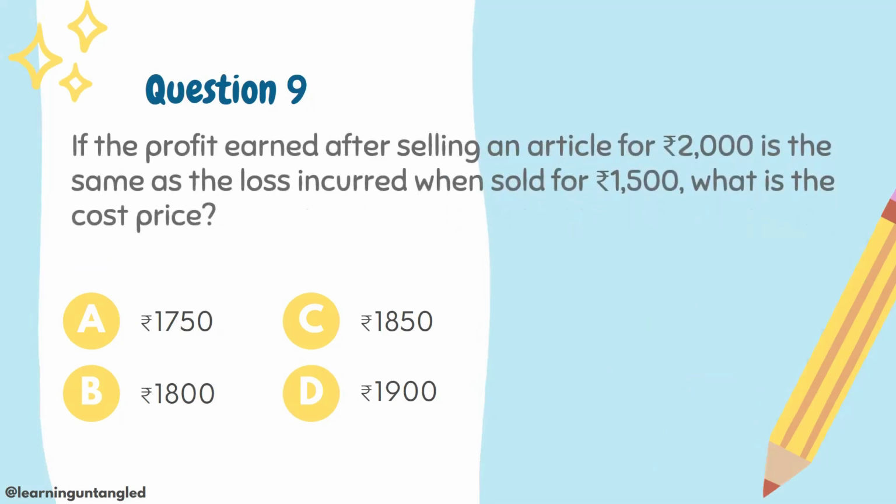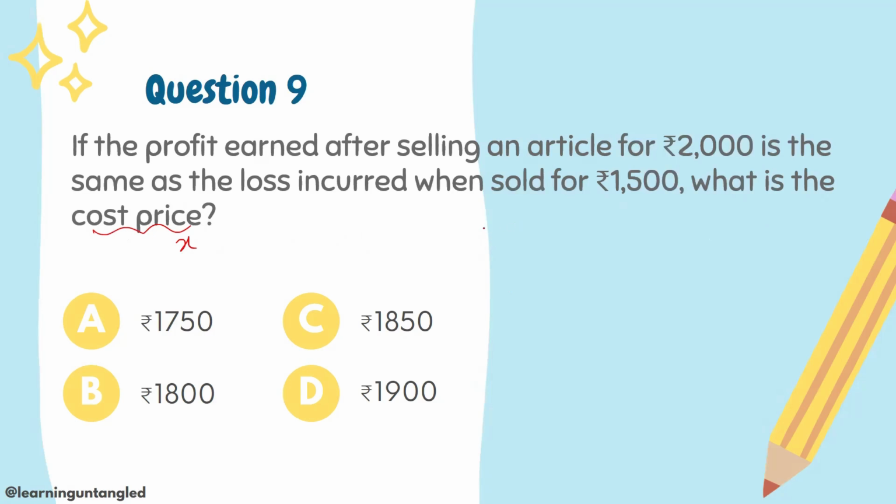Question number 9. If the profit earned after selling an article for 2000 rupees is the same as the loss incurred when sold for 1500 rupees, what is the cost price? A, 1750, B, 1800, C, 1850, or D, 1900. Have to find the cost price, so let us assume the cost price is X.